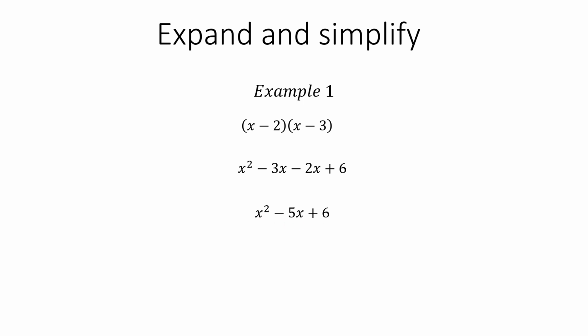Okay, so let's look at another example. Example number 2 says x plus 4 multiplied by x minus 3. So we want to find an answer. As we said earlier, we multiply the first and the first, the first and the second, the second and the first, and the second and the second.